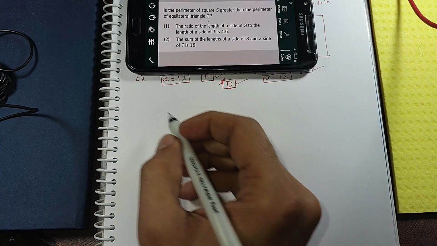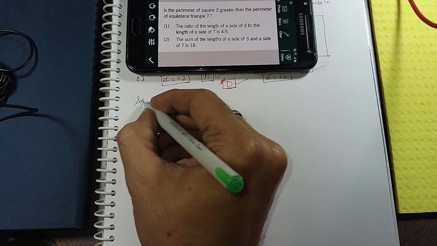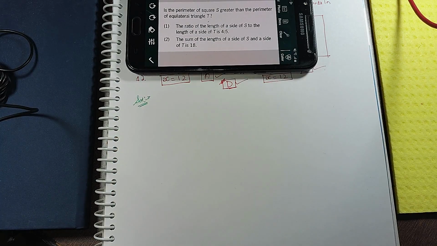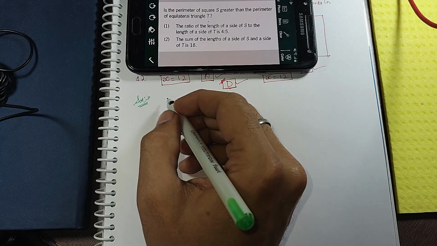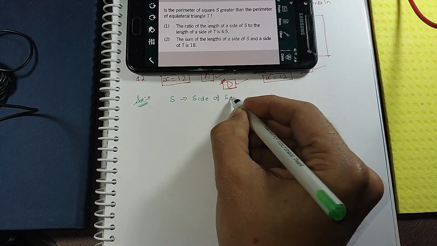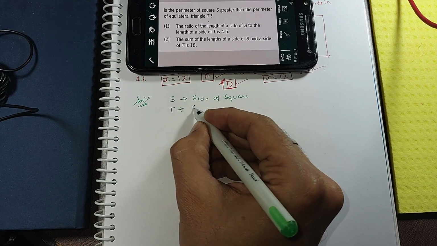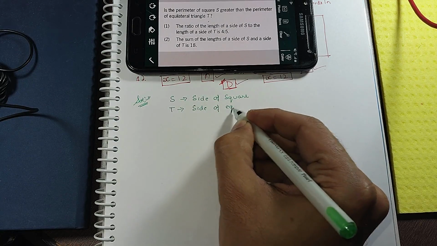Is the perimeter of square S greater than the perimeter of equilateral triangle T? So we need to find whether the perimeter of square S is greater than the perimeter of equilateral triangle T. So for this, let us suppose S represents the side of the square, and T is an equilateral triangle, so T represents the side of the equilateral triangle.